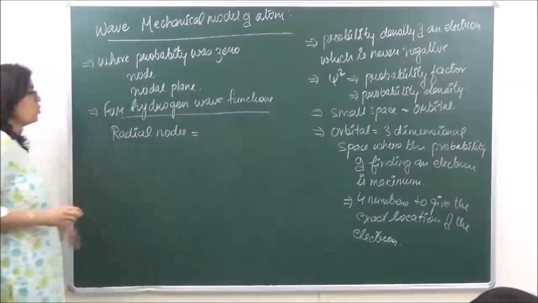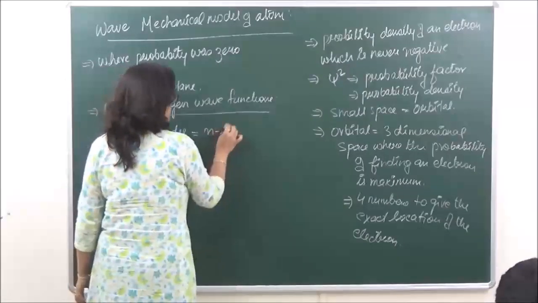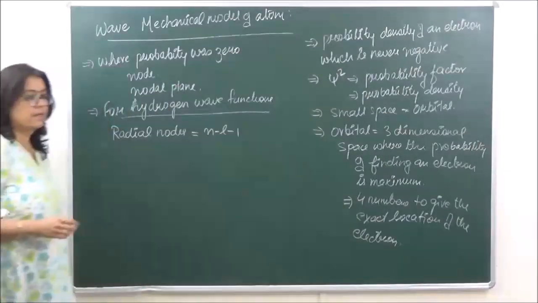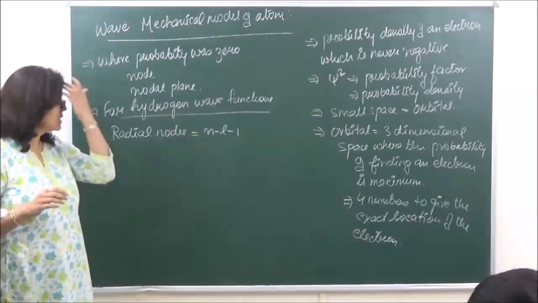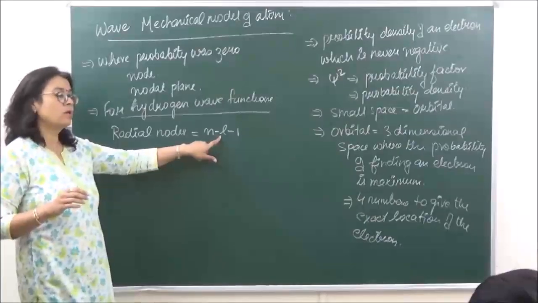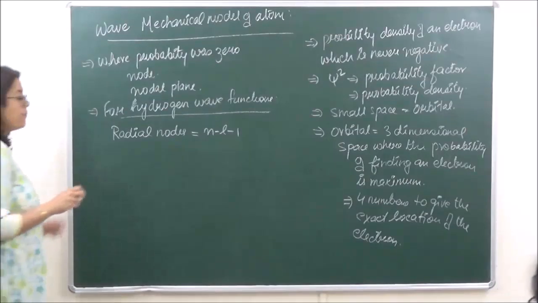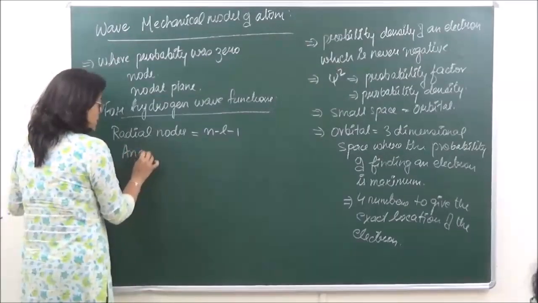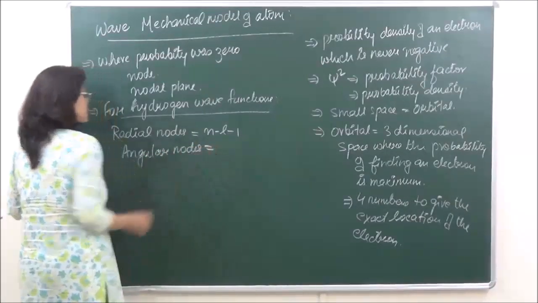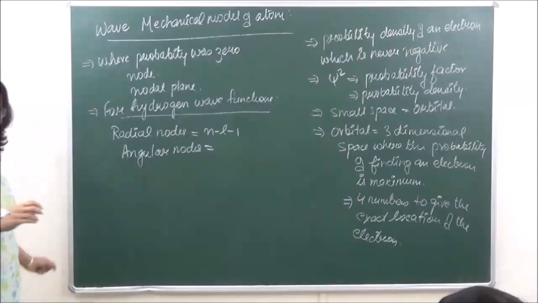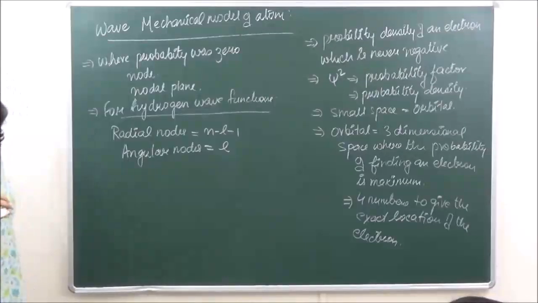If you get a question on calculating the radial nodes, they are equal to n minus L minus 1. Where n is the principal quantum number, which we will discuss later, and L is the azimuthal quantum number. The second type of nodes are the angular nodes, and they are given by L, the azimuthal quantum number.